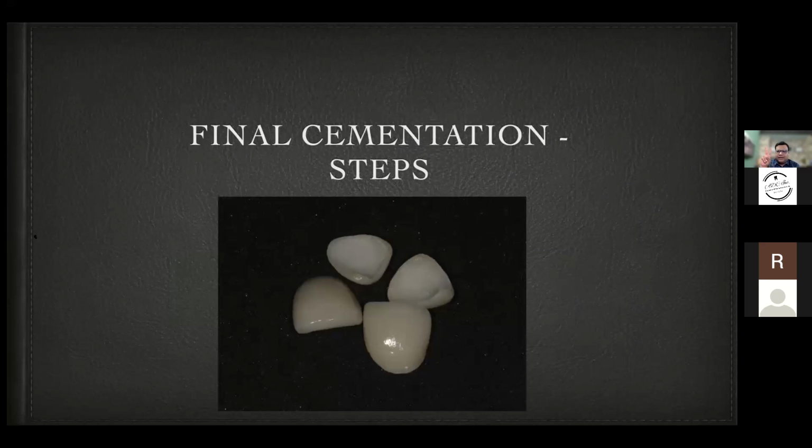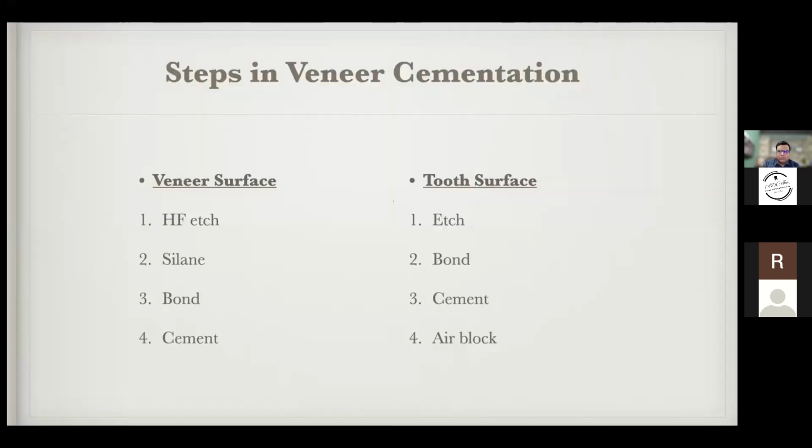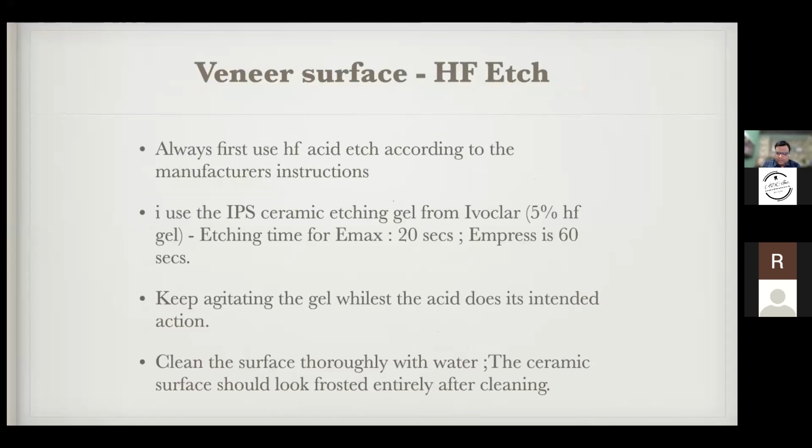Now these can be divided into two broad categories. One is what you will do on the veneer surface, and the second is what you will do on the tooth surface. Tooth surface, which is inside the mouth, and veneer surface, meaning the interior surface on the inside of the veneer. The first step is to use hydrofluoric acid on the veneer surface, followed by phosphoric acid, H3PO4. Now, when you use hydrofluoric acid, you either use a 5% or 9%.